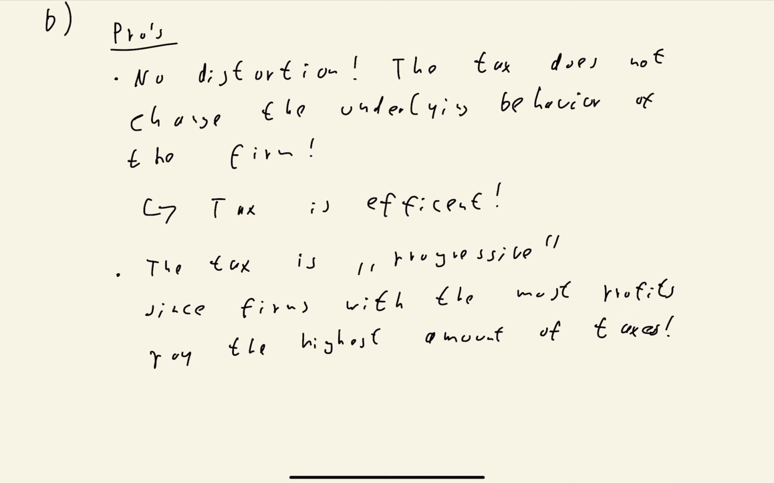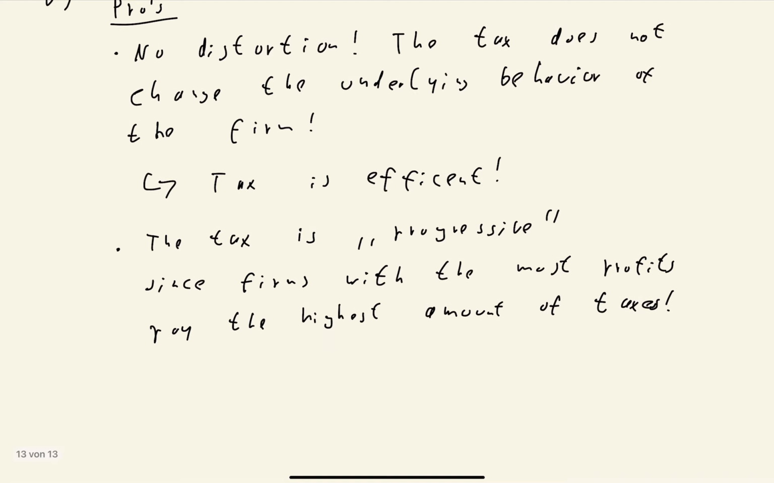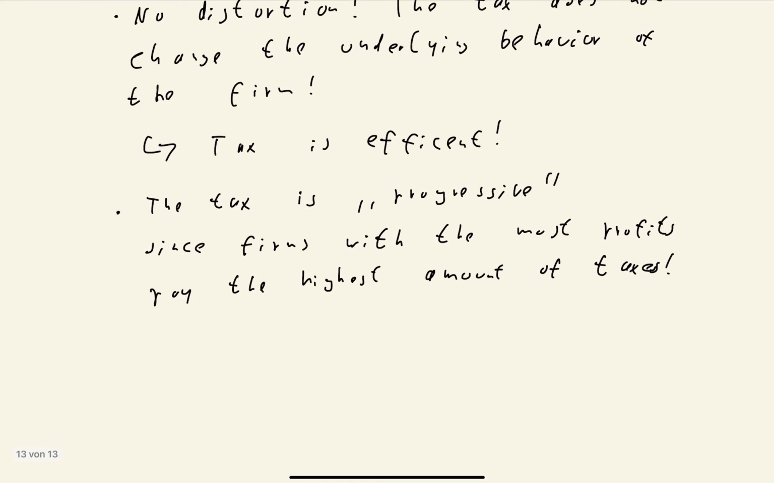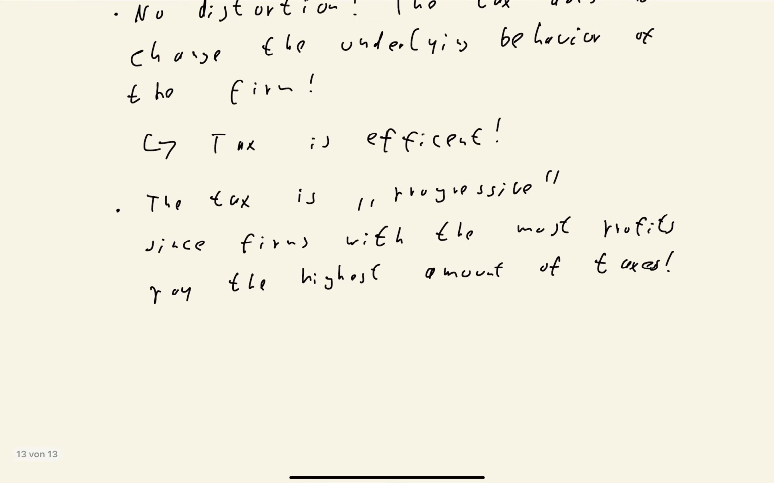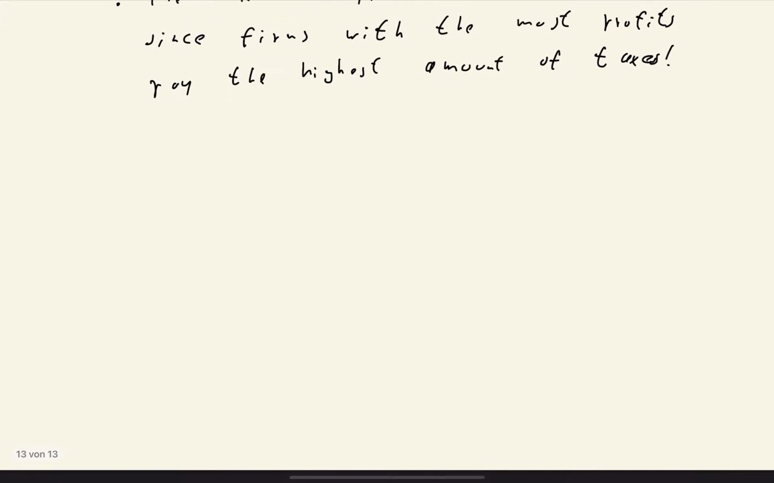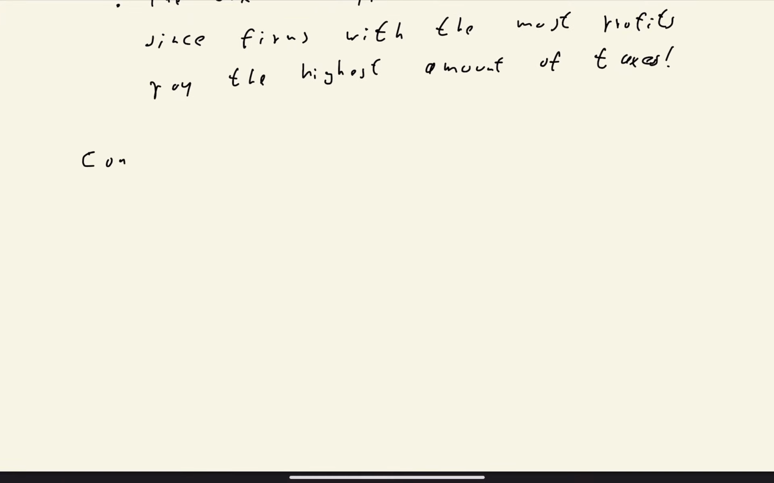Okay, so this is basically also a pro, because if you have firms which are steadily making profits over the years, those are the firms which are paying most of the taxes, and firms which are making lower profits or are even making losses, they are not paying taxes. So it's kind of progressive by taxing only the firms who are basically making the highest profits. Yeah, so those are the pros. Of course, there are also cons, like contras.